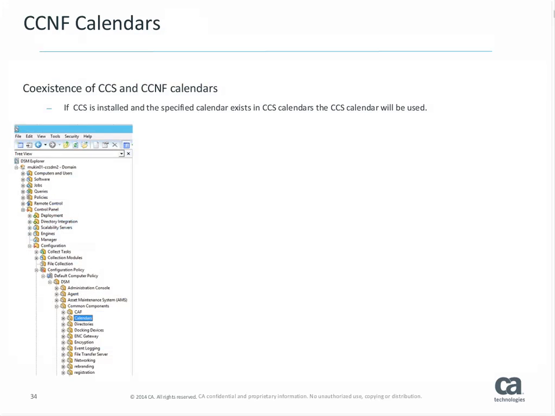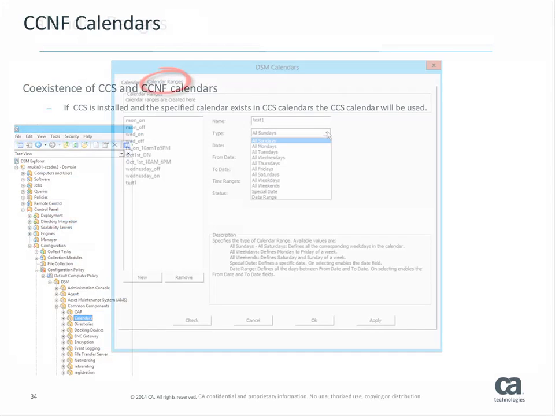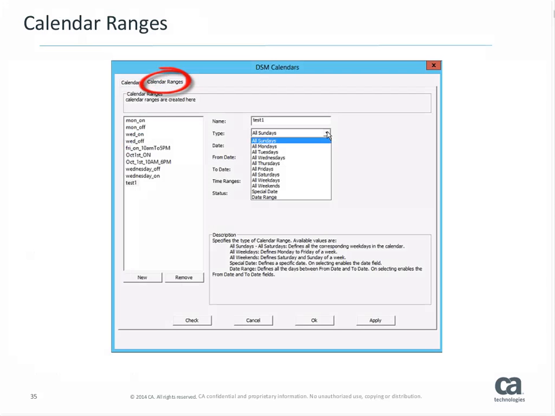Okay, so it's located. This gives you an example of where you would find it. For calendars, you go down to, in configuration policy, you call configuration policy, common components, and then calendars. So that's where calendars are located. Okay, the first thing you want to do is configure calendar ranges.